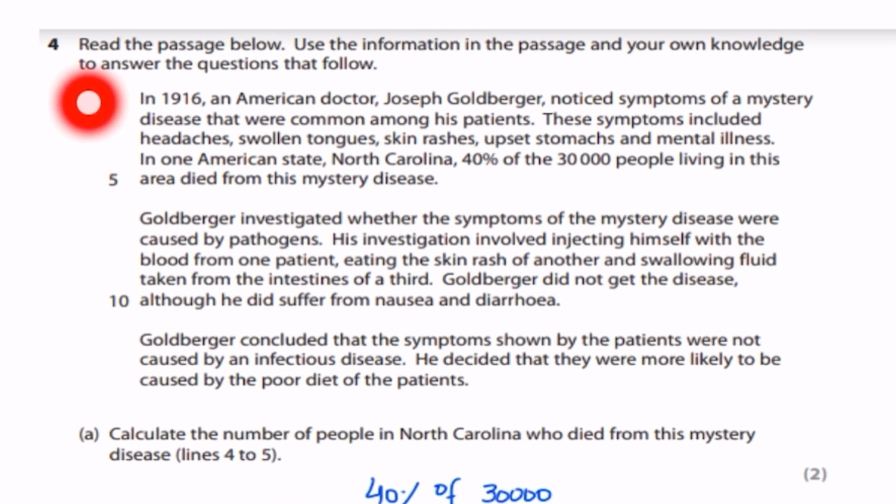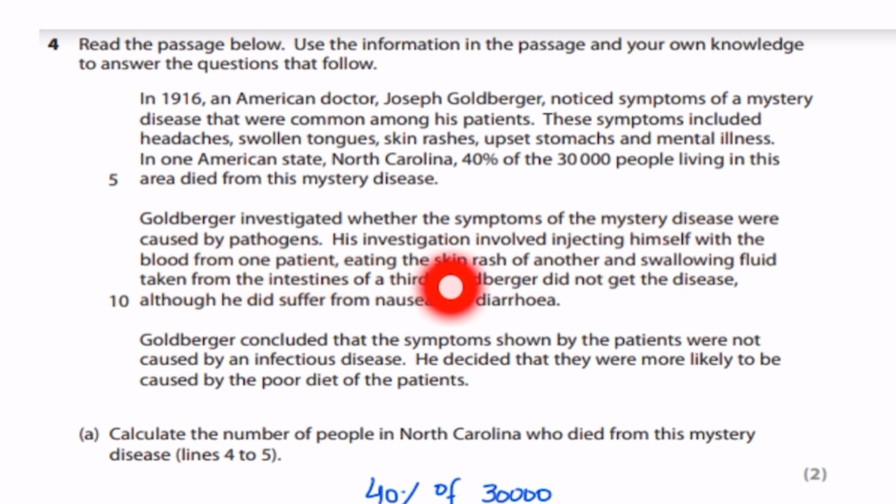Question 4. Read the passage below. Use the information in the passage and your own knowledge to answer the questions that follow. Let's see the question first. In 1916, an American doctor, Joseph Goldberger, noticed symptoms of a mystery disease that were common among his patients. These symptoms included headaches, swollen tongues, skin rashes, upset stomachs, and mental illness. In one American state, North Carolina, 40% of the 30,000 people living in this area died from this mystery disease. Goldberger investigated whether the symptoms of the mystery disease were caused by pathogens.